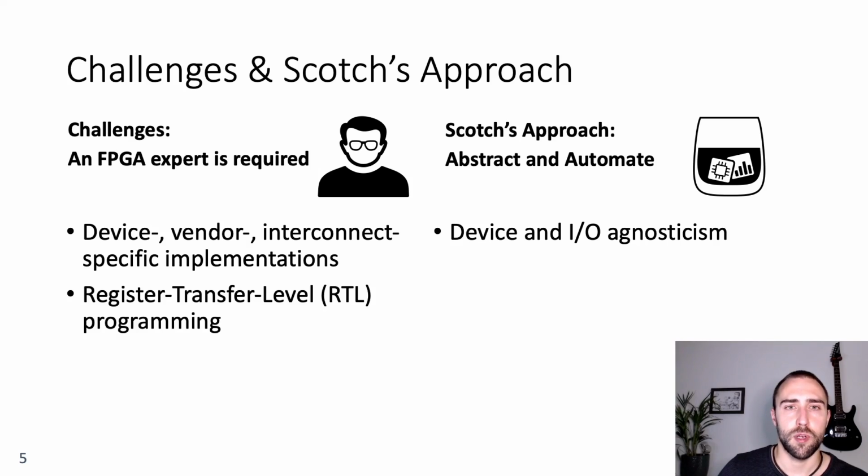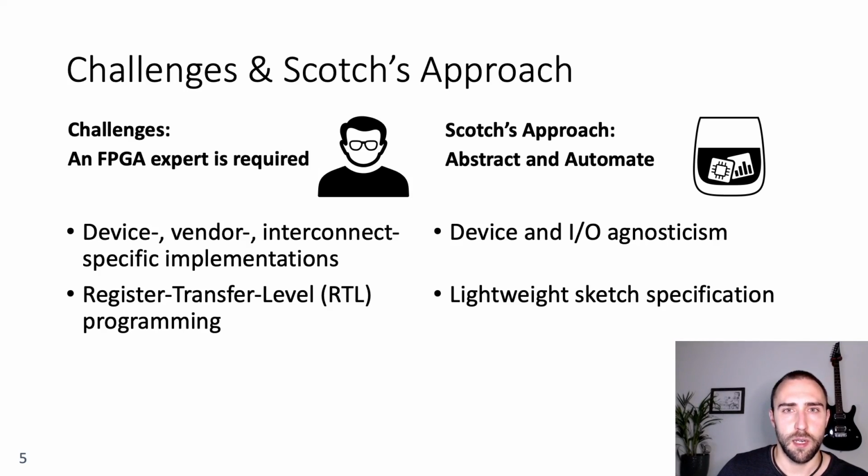Next, the expert has to program register transfer level, which is the common abstraction to describe hardware. However, it requires a software developer to think in terms of unfamiliar concepts like registers, clocks, and signals. Furthermore, auxiliary components like memory management must be implemented that are provided when programming software. Scotch overcomes this by providing lightweight mechanisms to specify the algorithm. From this specification of the algorithm, the entire sketching RTL is generated automatically.